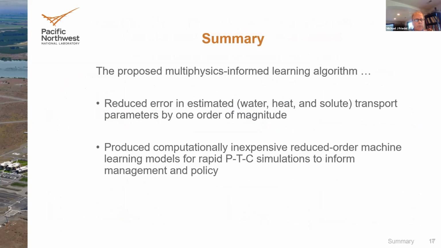In summary, the proposed multiphysics-informed learning algorithm, 1, reduced error in the estimated water, heat, and solute transport parameters by about 1 order of magnitude. And 2, it produced computationally inexpensive reduced order machine learning models for rapid pressure, temperature, and concentration simulations to inform management and policy decisions.